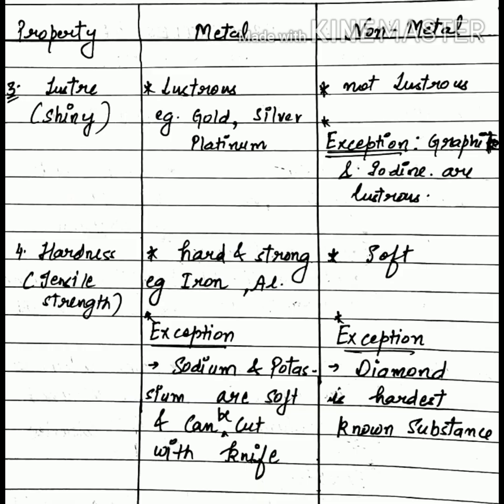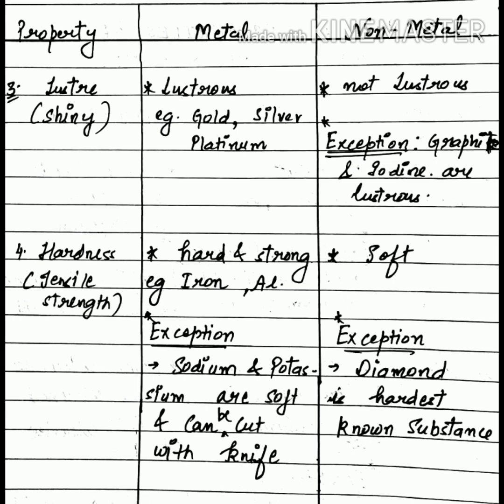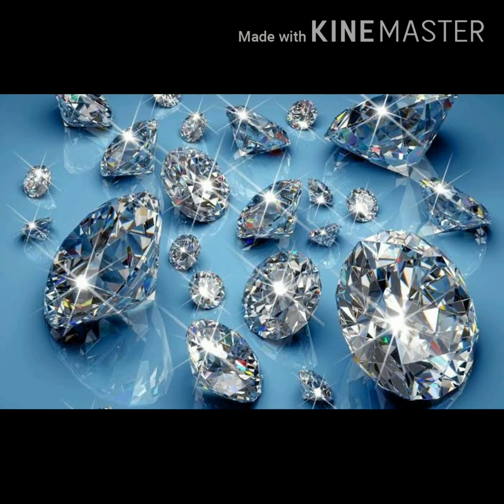Now we have our fourth property, which is hardness. In case of metals, they are very hard and strong, for example iron and aluminium. And here also we have an exception: sodium and potassium, being metals, are very soft and can easily be cut with a knife. And in case of non-metals, they are very soft. And here also we have an exception: diamond, being a non-metal, is very hard.